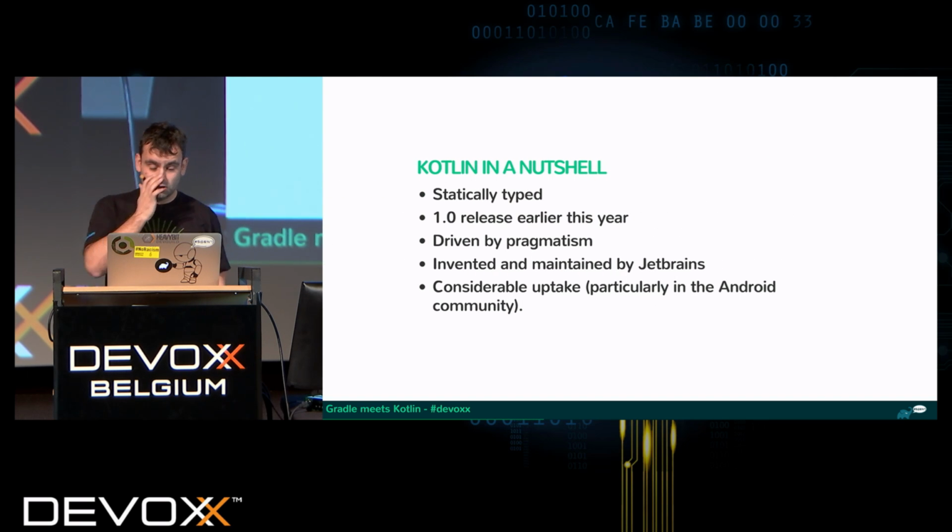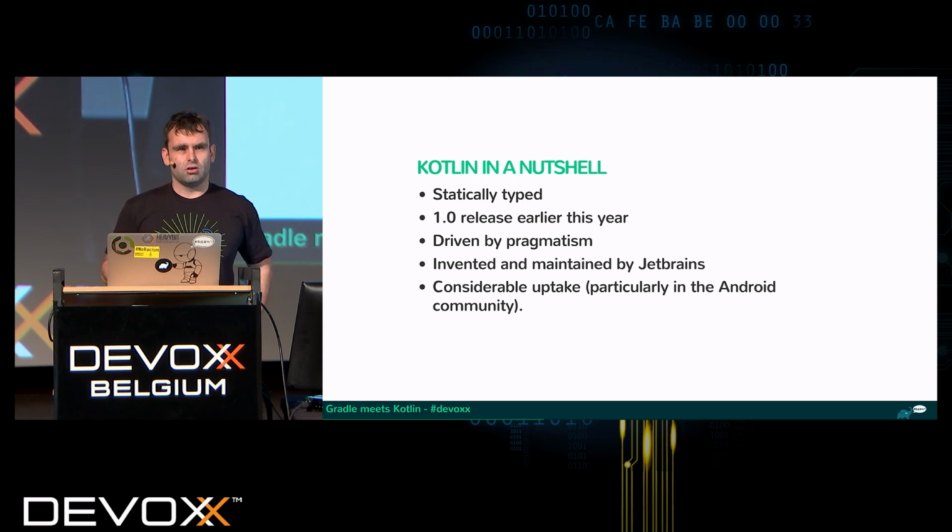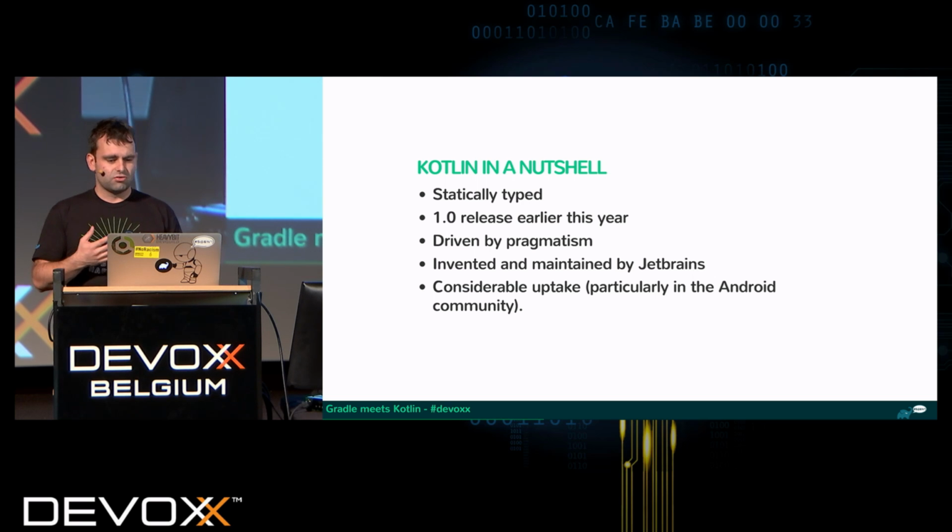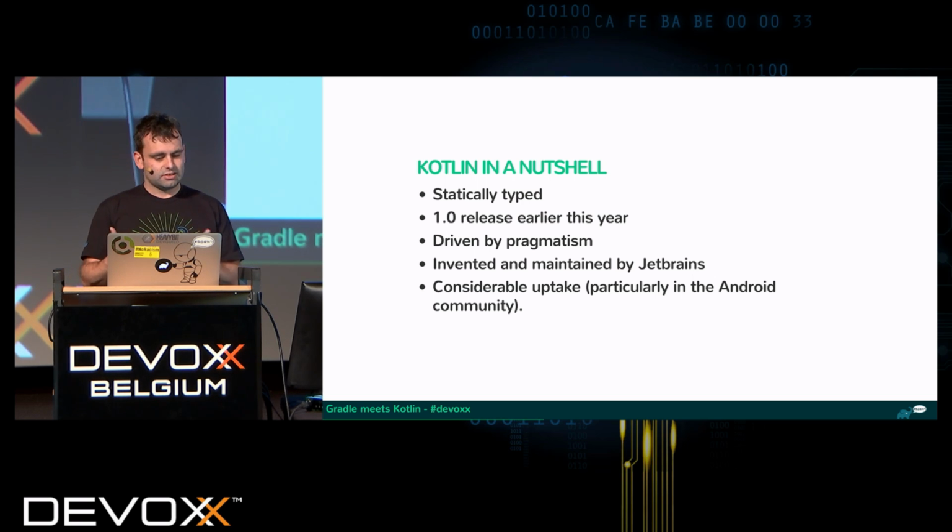So why did we look into Kotlin at all? Kotlin is relatively new compared to other languages. Kotlin is statically typed, in comparison to Groovy, which is not. 1.0 was released earlier this year. What I personally really like about Kotlin is that it's driven by pragmatism. That's similar to how Groovy started, I think. And it's invented and maintained by the JetBrains guys, and that implicitly means that there's perfect IDE support for it.